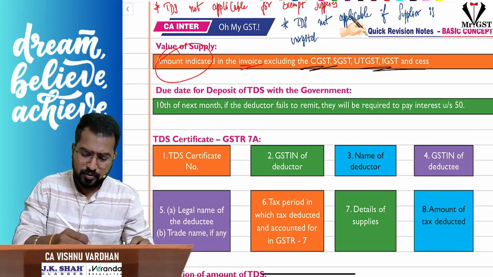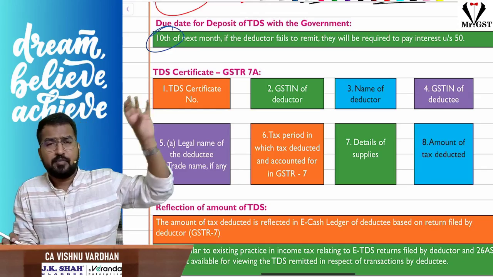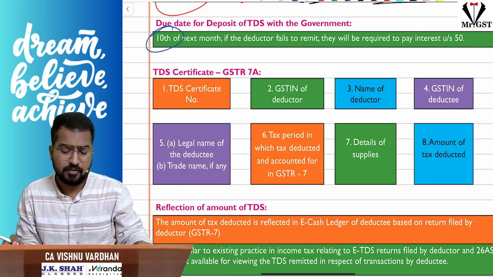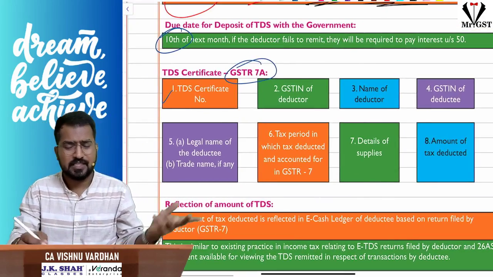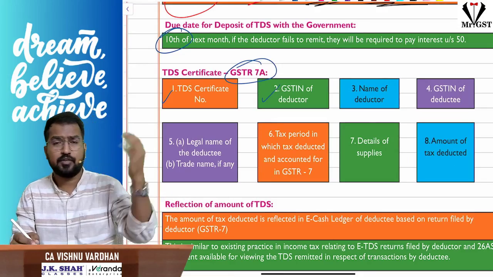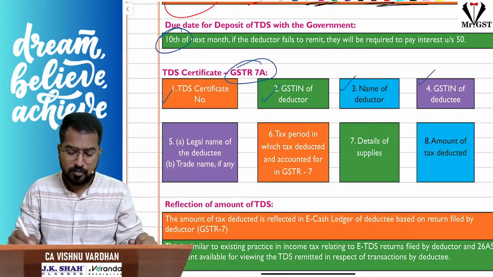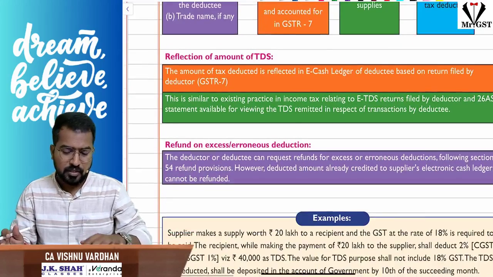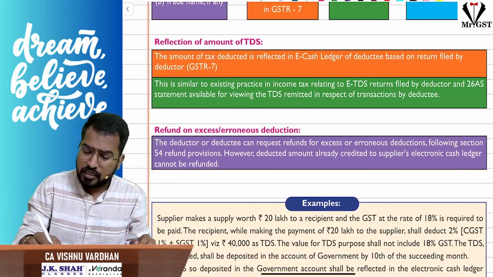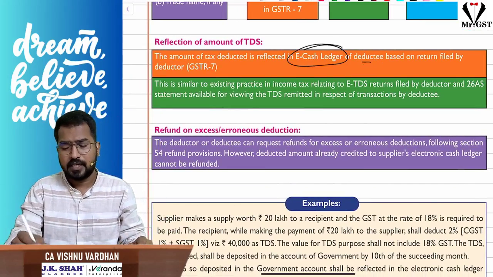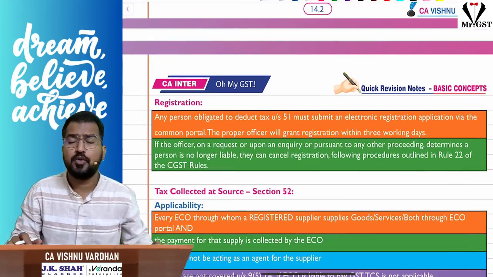As we have discussed, the due date for depositing the tax is the 10th of the next month. Once the recipient deducts the TDS and makes payment to the GST department by filing GSTR 7, he will give a TDS certificate called GSTR 7A. That will have the certificate number, the GSTN of the deductor, that is the recipient, the name of the deductor, the GSTN of the deductee, that means the contractor in that example, his legal name, all that stuff. You can just go through that. And as I already told you, the government deducts the TDS and pays it to the GST department, and that will be reflected in the e-cash ledger of the deductee, that is the contractor in the example. The remaining things you can just manage. So that is all about the TDS concept.